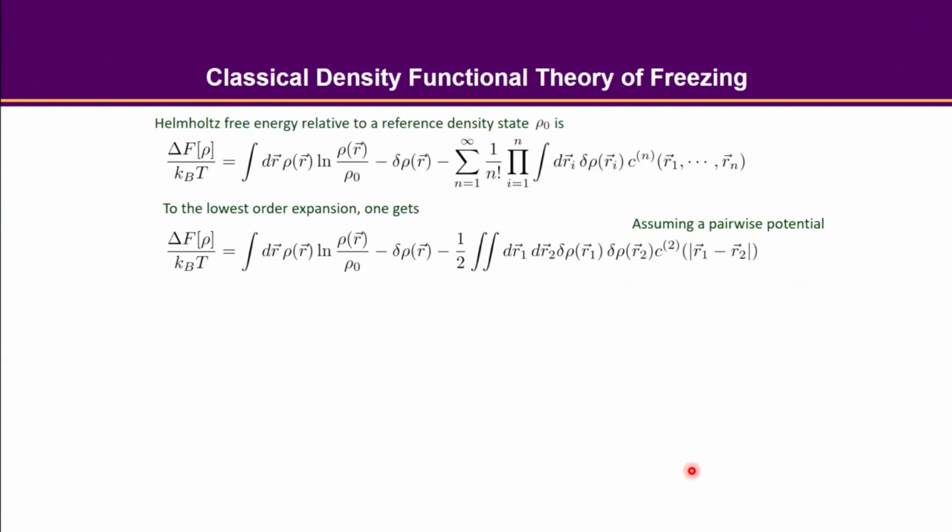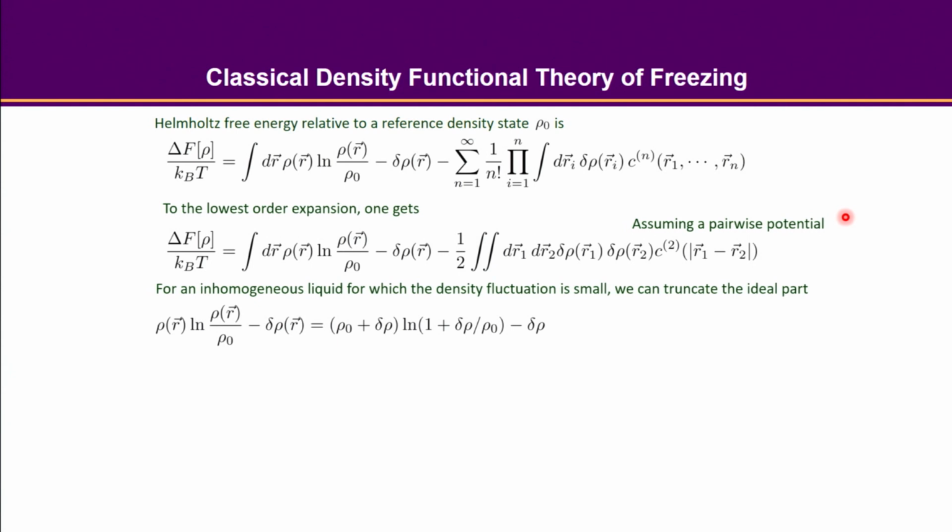Okay, so here we'll only keep the lowest order expansion, and of course it is the interaction, so the lowest order term involves two particles, right? Because you need two particles in order to have interaction. So we dropped the 3-particle correlation and 4-particle correlation, something like that. We want to keep the lowest order term, all right? And I further assume it's a pairwise potential, so that's why the C2, the correlation function, only depends on the distance but not the direction, all right?